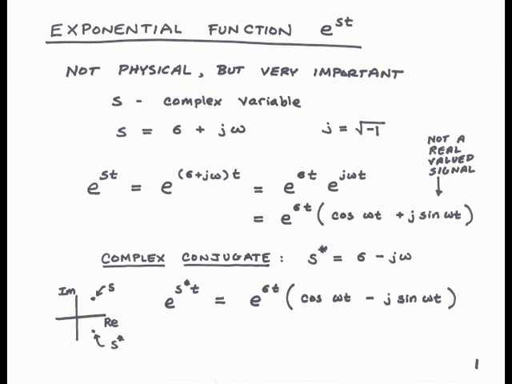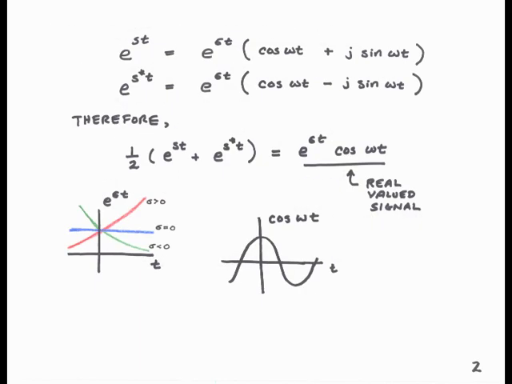The signal e to the s star t can be evaluated as e to the sigma t times the quantity cosine omega t minus j sine omega t. Again, this comes from Euler's formula. So we found that e to the st was e to the sigma t times the quantity cosine omega t plus j sine omega t, and e to the s star t was e to the sigma t times the quantity cosine omega t minus j sine omega t.